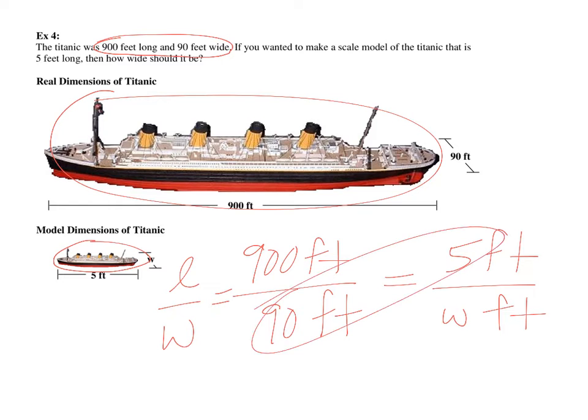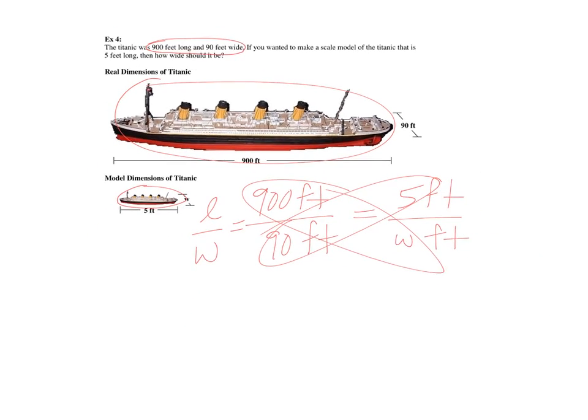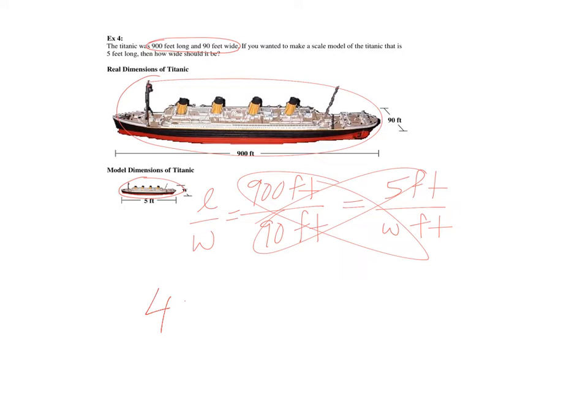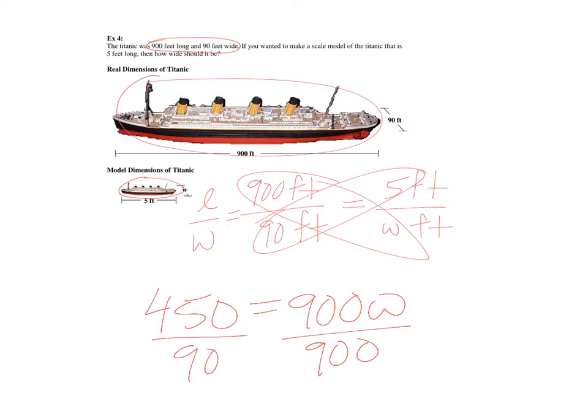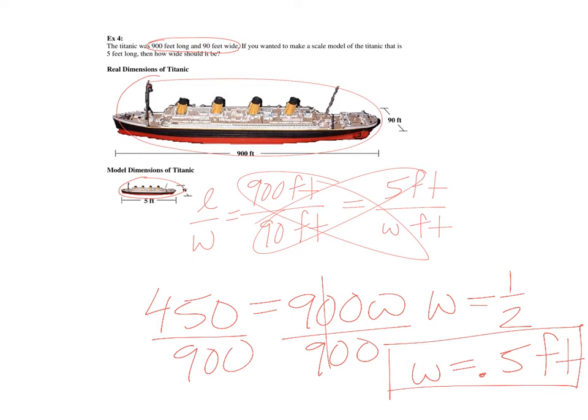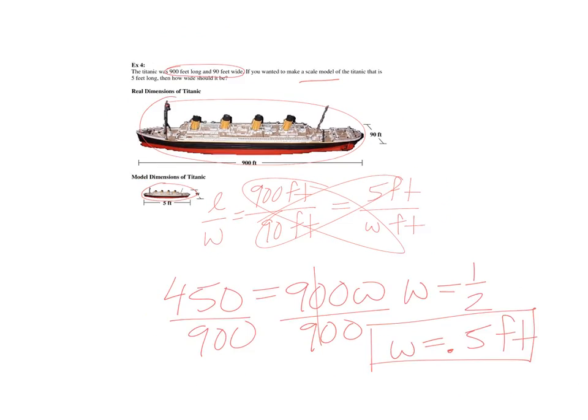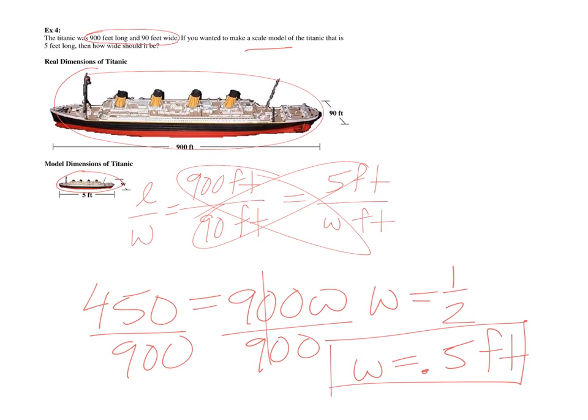So now I cross multiply, and I get 450 is equal to 900 W. Divide by 900, and W is equal to 1/2. W is equal to 0.5 feet. That's all there is to it. That's how you come up with a scale model with the right dimensions. All right, on to the next example.